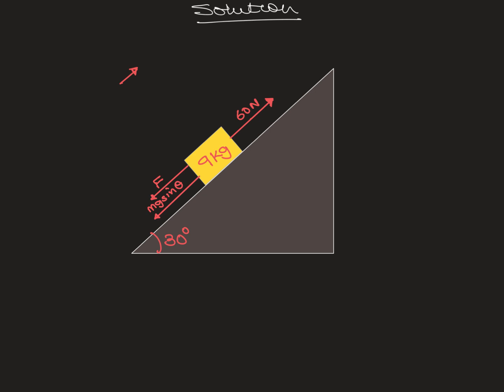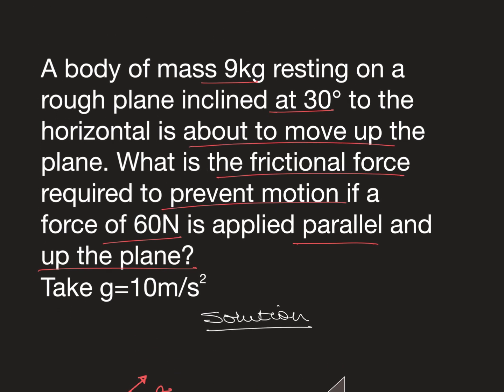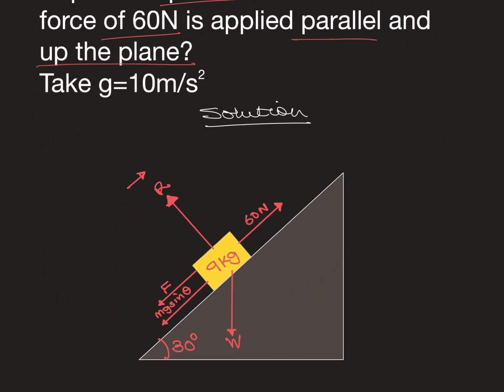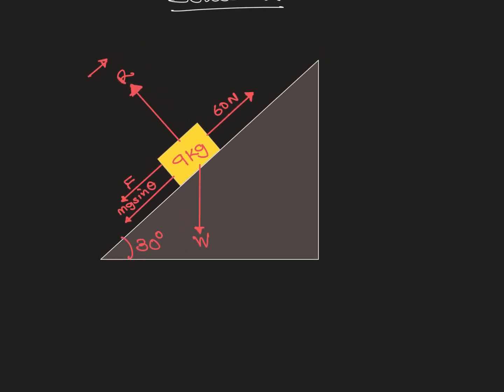Now let's indicate the remaining forces. One of them is the normal reaction, R, and the other one is the weight of the object. That is going to come vertically downward. So the question we're going to ask ourselves is, what is the state of motion of this body?